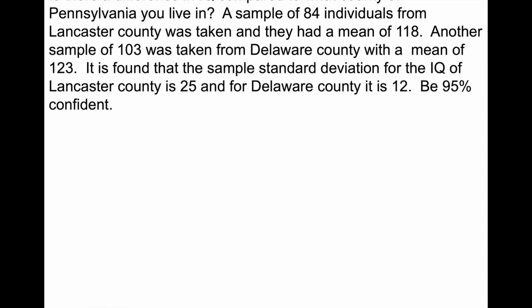So first off, let's start how we always do, with the null and alternative. They just want to see if there's a difference between the IQs, so I'm looking at the average of Lancaster County equal to the average of Delco County, Delaware County, and then the average of Lancaster County not equal to the average of Delaware County. So we're comparing the averages of their IQ. We're being 95% confident, so our alpha level is 0.05.